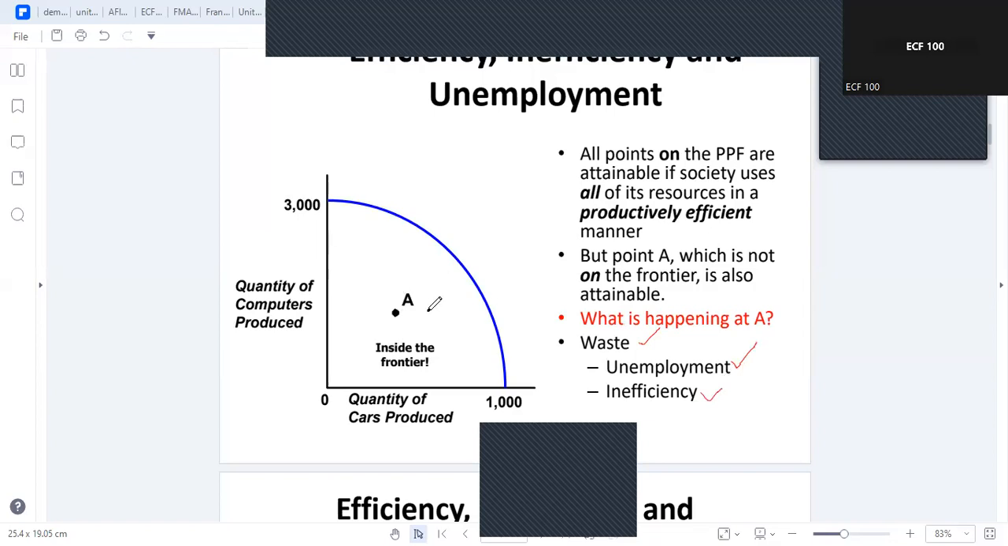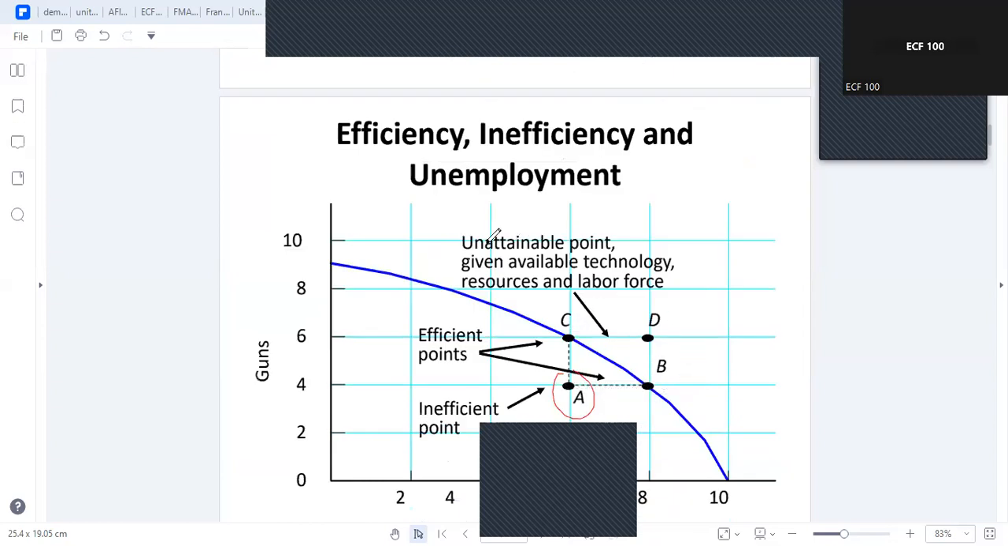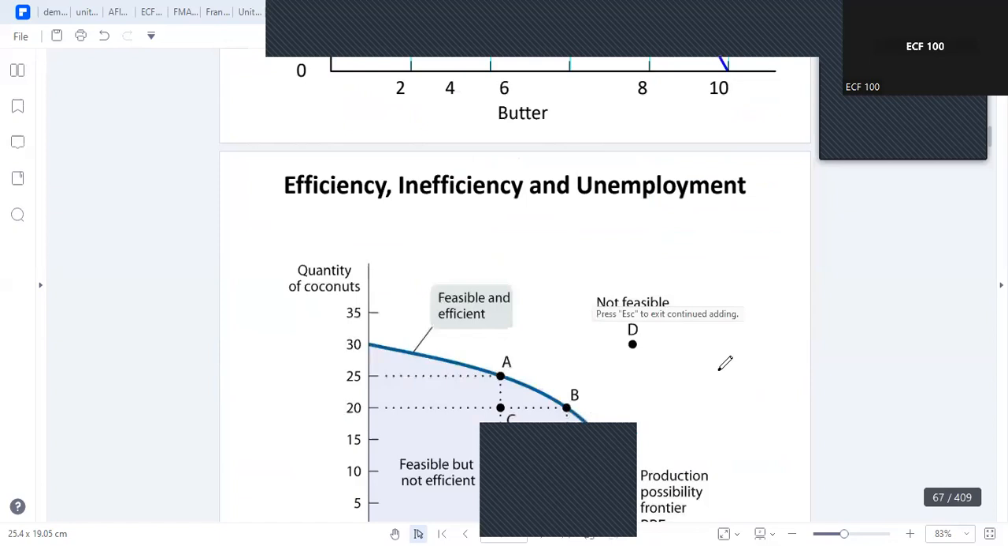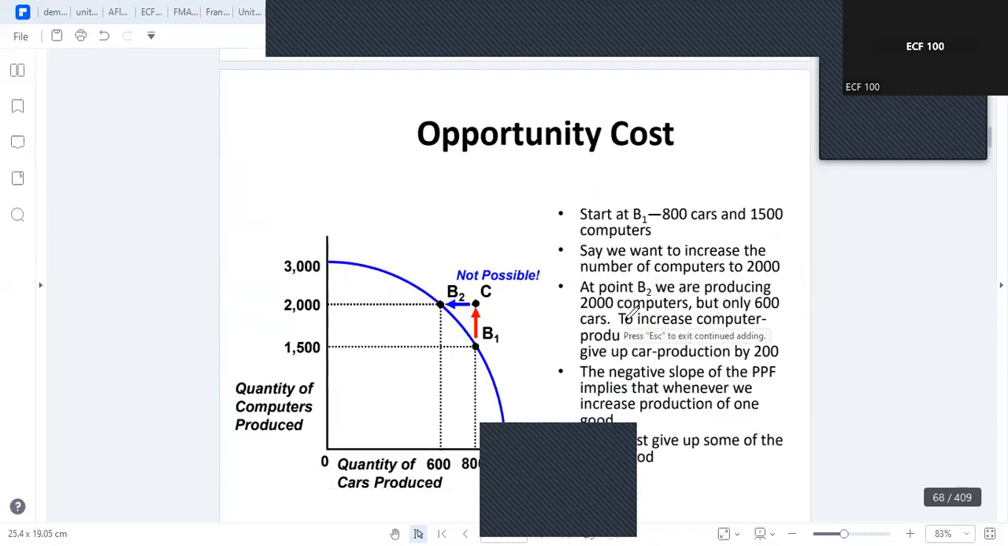So you must understand that the PPF depicts the decisions and choices that are being made. So A is inefficient, B is efficient, and D is unattainable given the technology and the resources that we have. So we must be able to understand the concept that is depicted by the PPF.